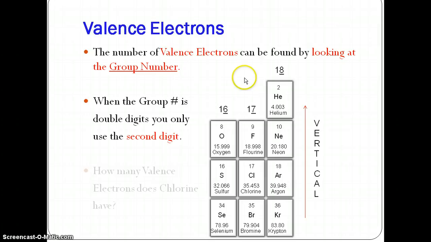Only 8. So how many valence electrons does chlorine have? Where's chlorine? There it is, right here. How many valence electrons? Can you guess? If you guessed 7, you were right. 7. What about oxygen? How many valence electrons does oxygen have? 6. Okay? And the groups, again, are vertical, up and down.